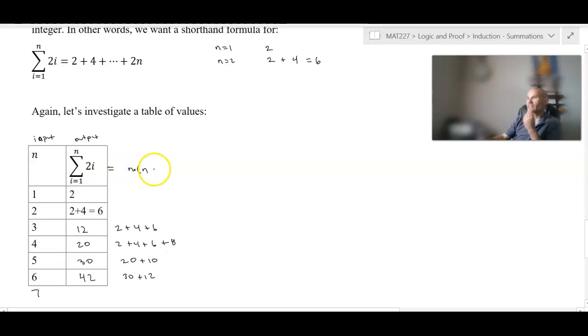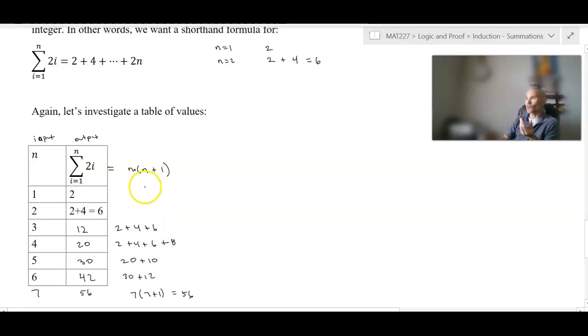So n times the next value would be n plus 1. So when n is 7, we're claiming that we should get 7 times 7 plus 1. That's 7 times 8, which is 56. Let's see if that's true. Take 42, add the next even integer, after the 7th even integer, which would be 14. 42 plus 14 is, check it out, 56. So we do have a relationship, we have a hypothesis now, that the sum of the first n positive even integers is n times n plus 1.